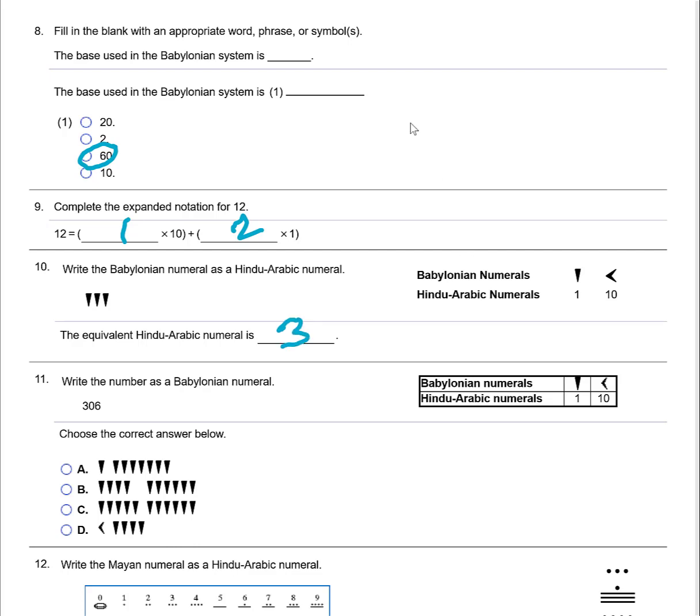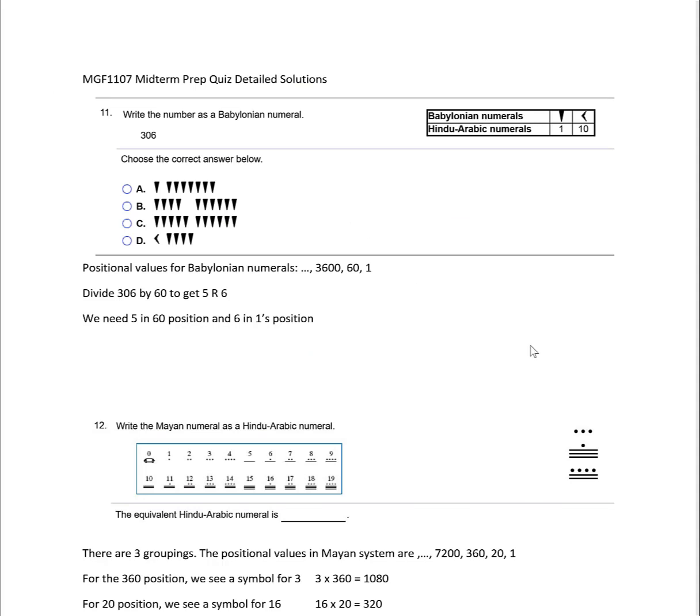All right, so for number 11, I'm going to go over to what I call a detailed solution. We want to write a number in the Babylonian system, and we have to worry about the positional values. If you remember, the base is 60, so the positional values are 1, 60, 60 squared, and so forth. The largest positional value less than our number is 60. So I'll take 306 and divide by 60, and I get 5 with a remainder of 6. So I need 2 groupings: on the left side, symbols to show 5, and then the next grouping for the single units, symbols for 6. I see that in answer C, so the answer for this one is letter C.